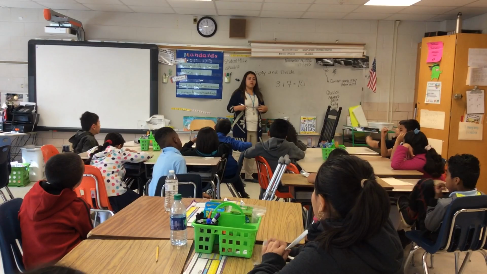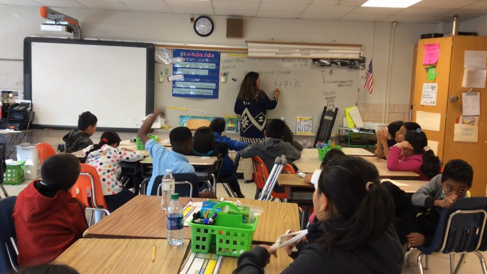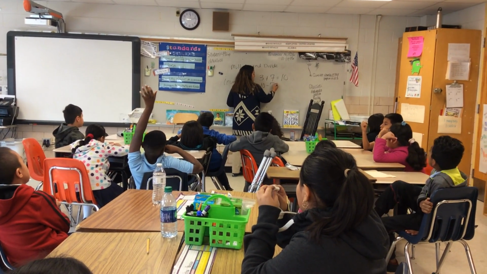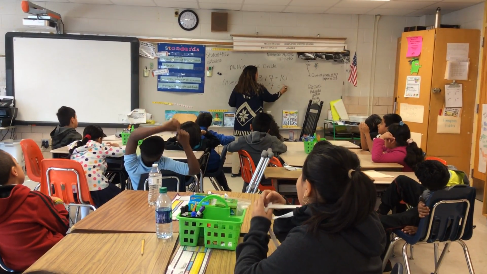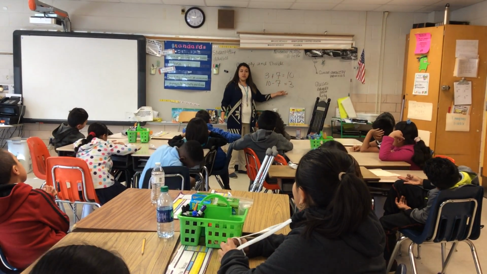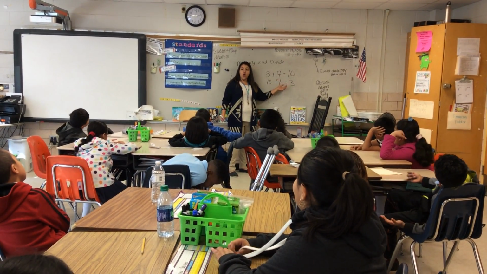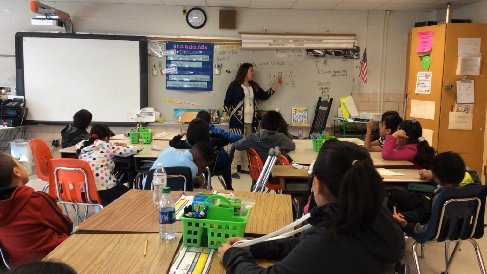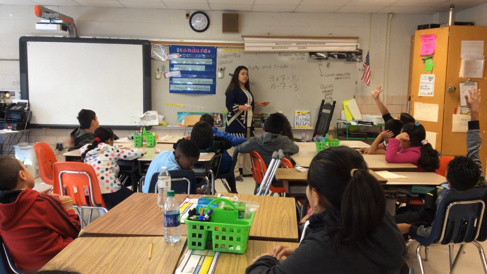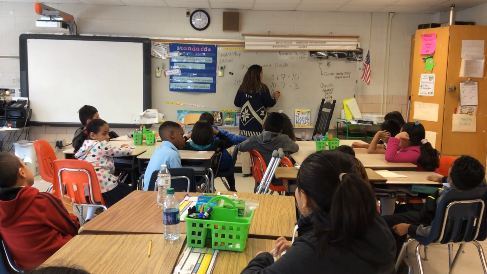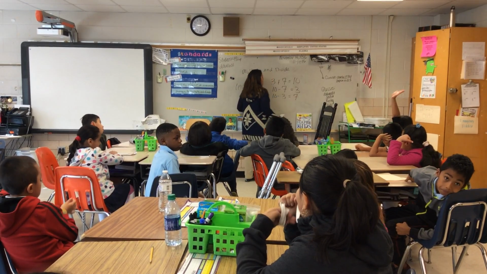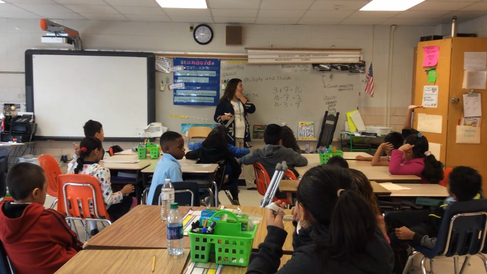Yes, Jennifer. 10 minus 7 equals 3. Okay. Exactly. Did I use any other numbers? No, I've only used 3 numbers. 3, 7, and 10. Is there another way I can show subtraction, Carolina? 7. Okay. 10 minus 3 equals 7.